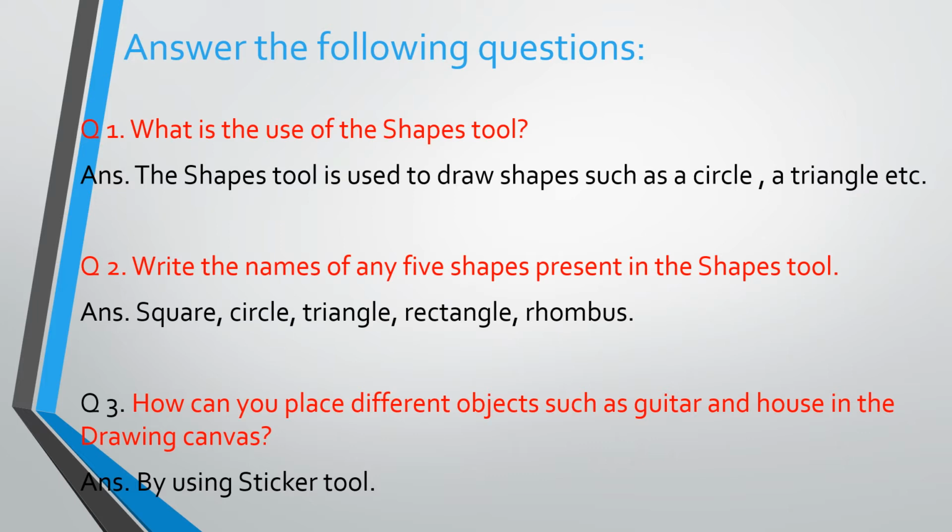Question number 2 is, write the names of any 5 shapes present in the shapes tool. So you can write any shapes present in the shapes tool, but I have written here square, circle, triangle, rectangle, rhombus. Question number 3 is, how can you place different objects such as guitar and house in the drawing canvas? So you can use the sticker tool over here. Okay.